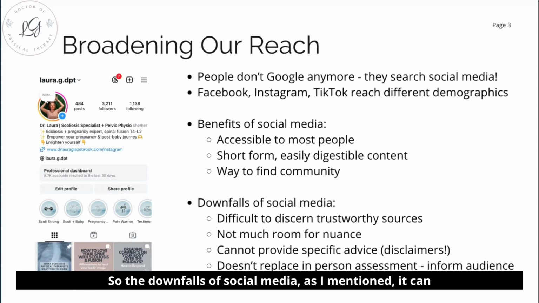As for the downfalls of social media, as I mentioned, it can be difficult to discern which sources are trustworthy. So it's important to train our patients and families on how to search responsibly. Because as you may know, anyone can create content and garner a large audience, whether they have credentials or not. So that's just something to think about. It's also difficult to provide nuance, which can be tricky for people. As we all know, scoliosis is complex and individualized, and we can't make assumptions. It's not usually as easy as a black and white answer.